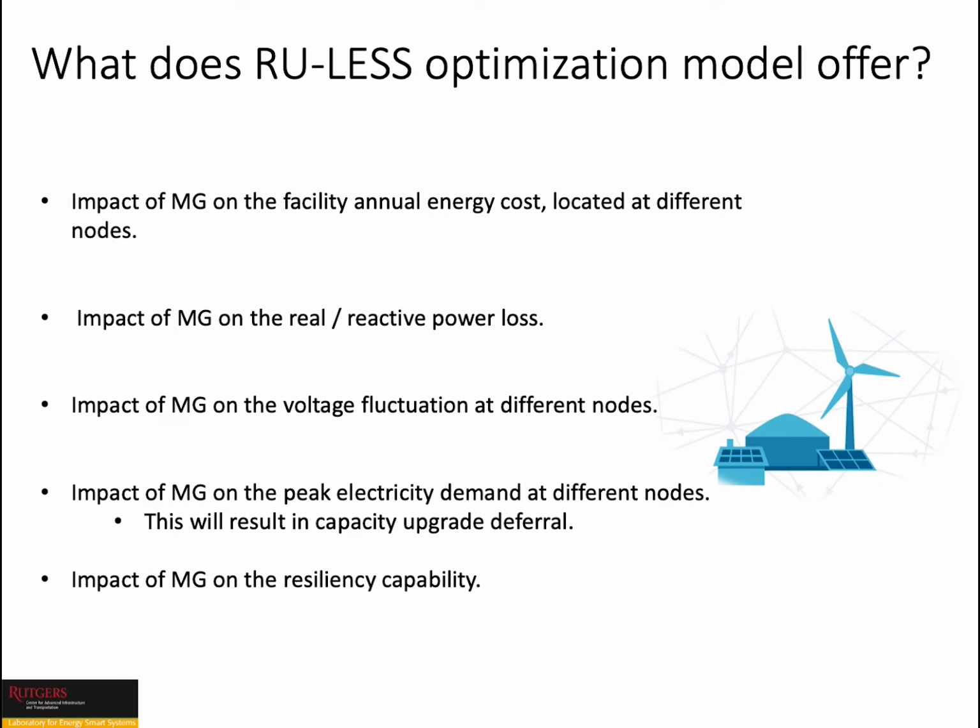What does the RULess optimization model offer? The impact of the microgrid on the facility annual energy costs, the impact of the microgrid on the real and reactive power loss, impact of the microgrid on the voltage fluctuation at different nodes, impact of the microgrid on the peak electricity demand at different nodes, and the impact of the microgrid on the resiliency capability.